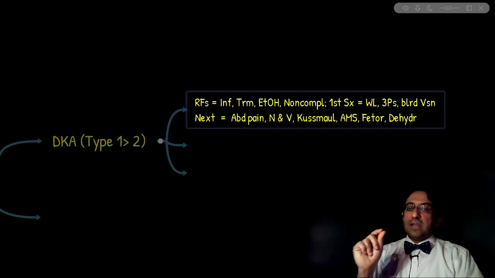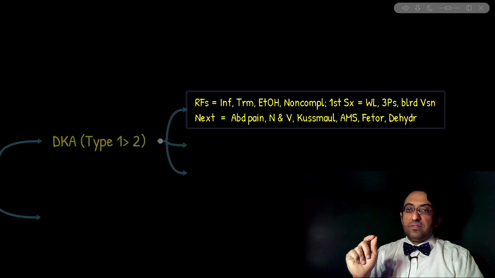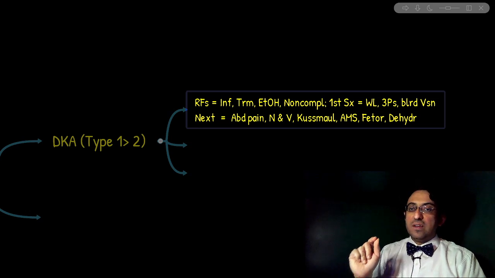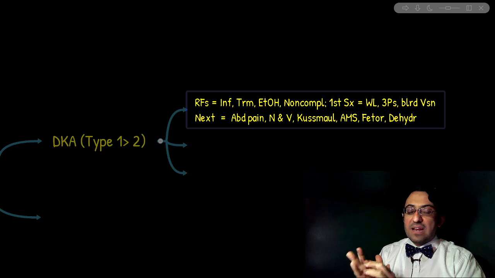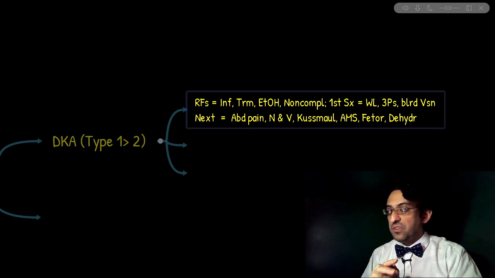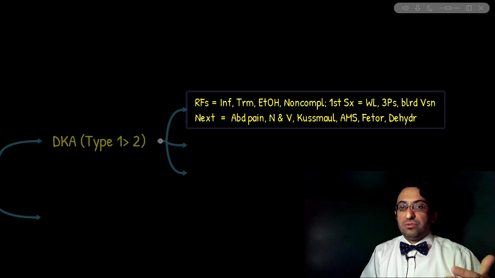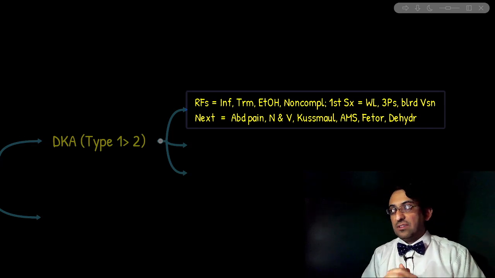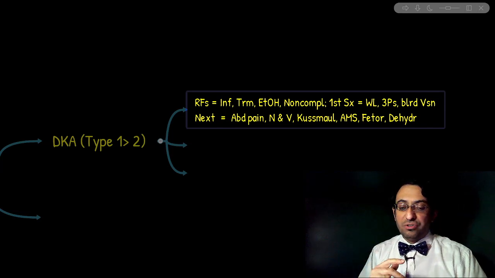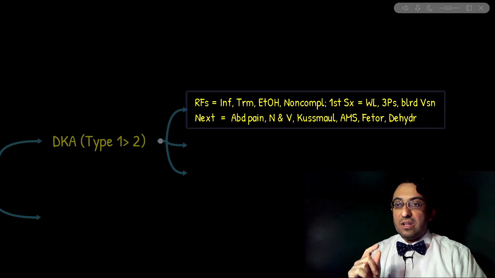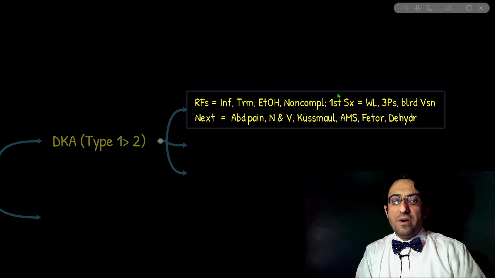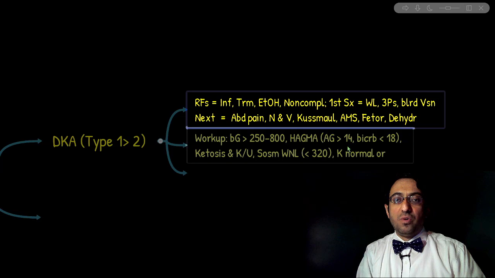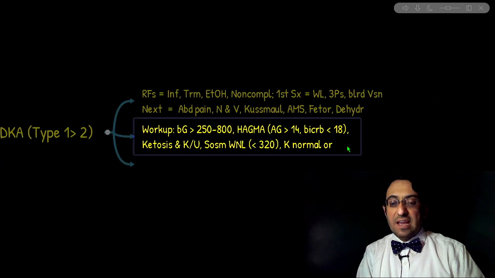Now, what is the mechanism of DKA? It's insulin deficiency. Why is it important? Later on, when we discuss HHS, we mention the mechanism is not insulin deficiency, but either insulin resistance or excess counter-regulatory hormones. Because of that, we do not have ketosis or acidosis in the setting of HHS as opposed to DKA. So what is the initial workup for the patient suspected with DKA?